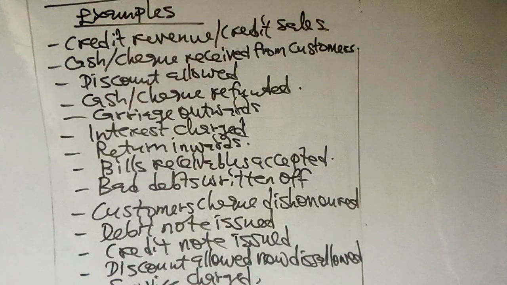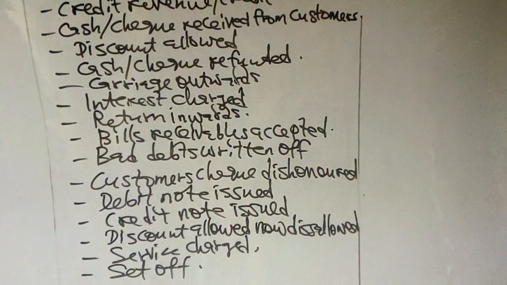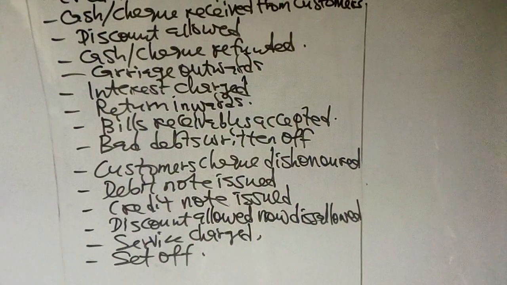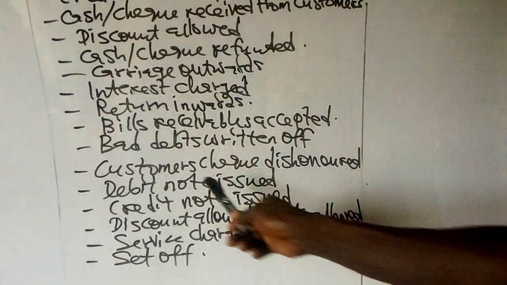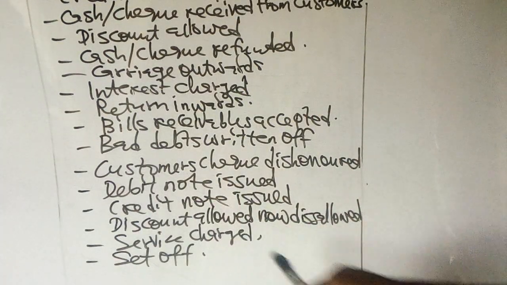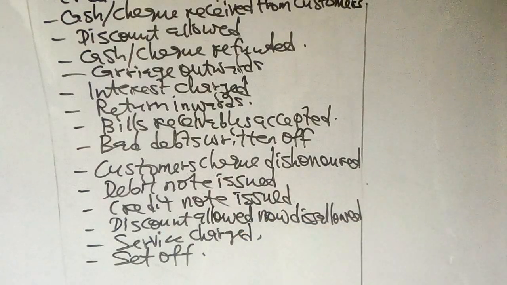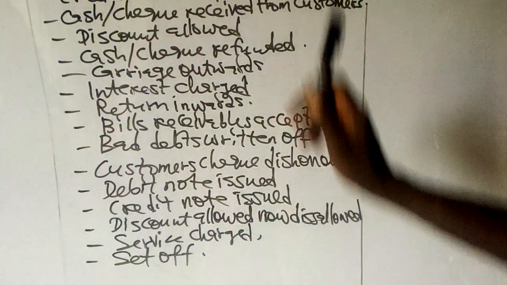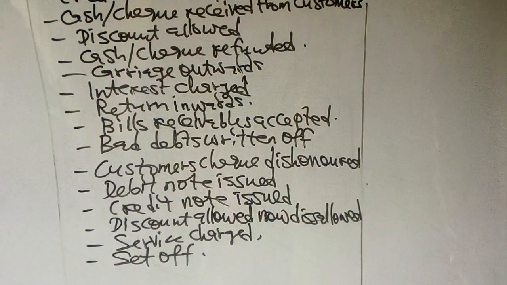Then we have bad debts written off. We have the customer's check dishonored. We have the debit note issued to customers, and the credit note issued to customers. So we may have debit note received and credit note received. That one affects the suppliers, so those will be recorded in the payable ledger control accounts. Then we have the discount allowed, non-disallowed. Then we also have the service charge, and then the set off.